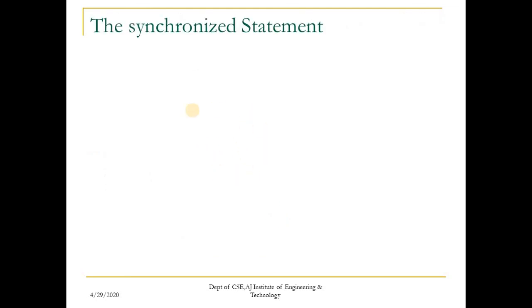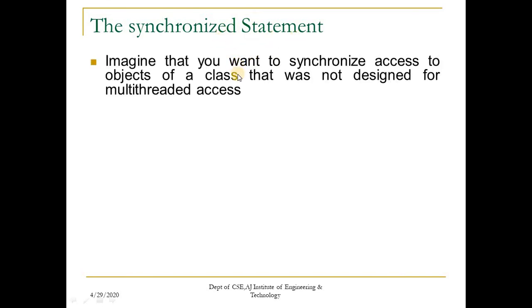One more approach for synchronization. This was about creating that method as synchronized, right? One more approach is creating the synchronized statement. Imagine that you want to synchronize access to objects of a class that was not designed for multi-threaded access. So suppose you want to synchronize the access to the objects of a class, okay? And that class was not designed for multi-threaded access.